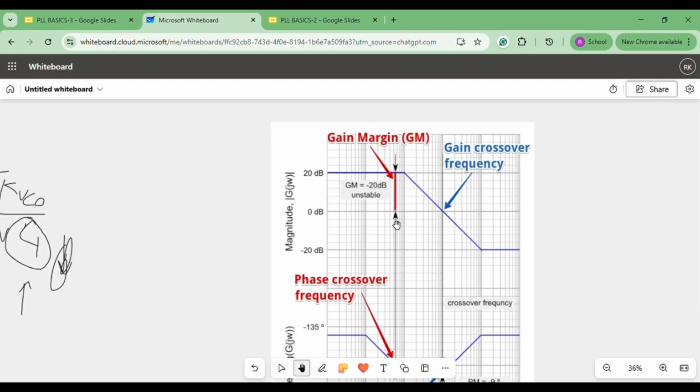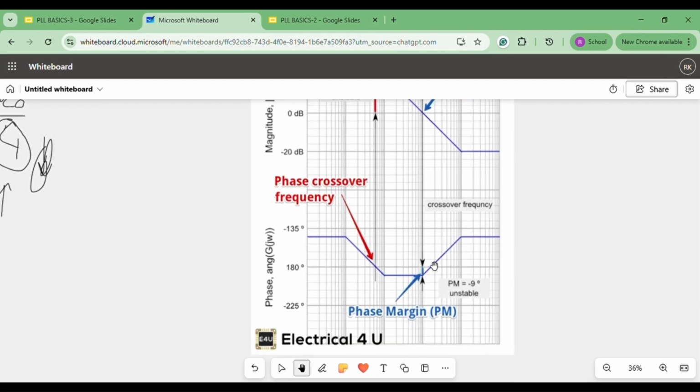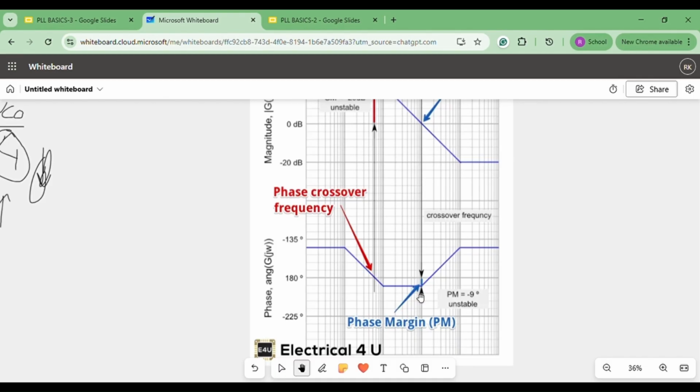So this is minus 20 dB. Basically, the gain margin should be greater than 1 for gain stability. Again, what is phase margin? Phase margin is, at gain crossover frequency, how far the phase is from minus 180 degrees. So basically, this is minus 9, which is again unstable. For stability, the phase margin should be above 45 degrees, and for better stability, it should be greater than 60 degrees. That's what we have learned in our basic control system classes.